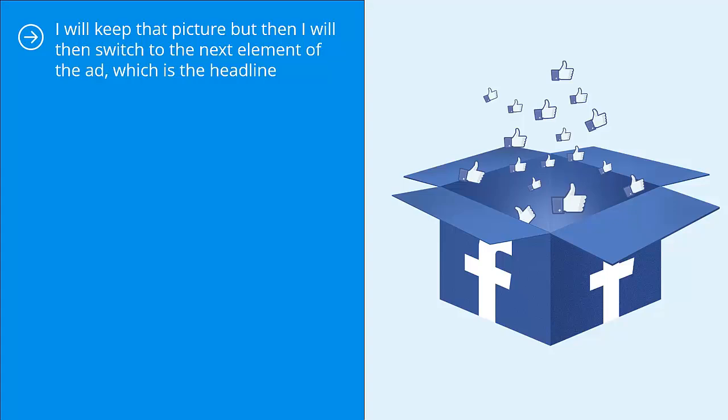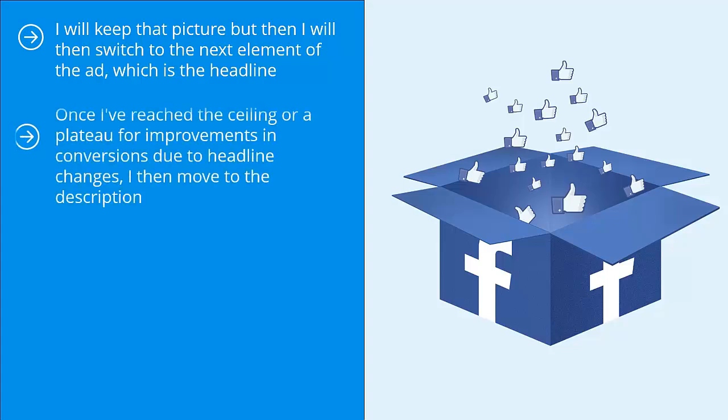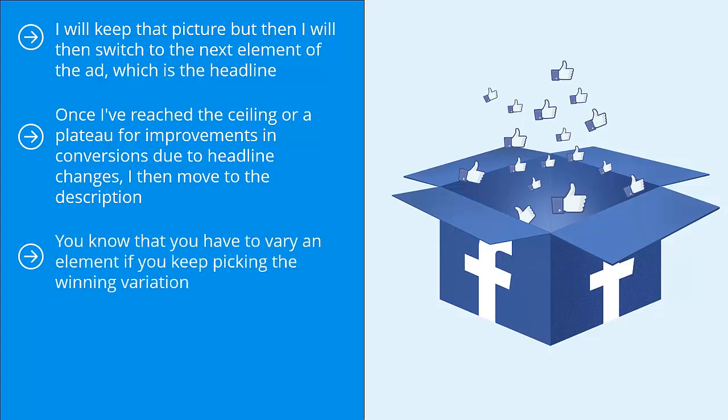I will keep that picture, but then I will switch to the next element of the ad, which is the headline. I would then keep varying the headline to see if I can improve the conversion rate of that ad. Once I've reached the ceiling or a plateau for improvements in conversions due to headline changes, I then move to the description. Do you see how this works? You know that you have to vary an element if you keep picking the winning variation. You do this with small tests until the whole ad is optimized.